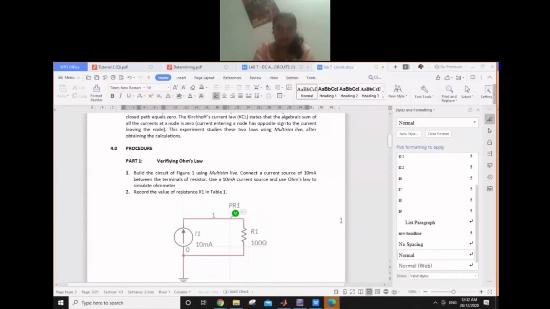So this is part one, to verify Ohm's law. As you see in the procedures given, we should construct a circuit something like this, not to say exactly like this, in our Multisim software. So I will show you that.